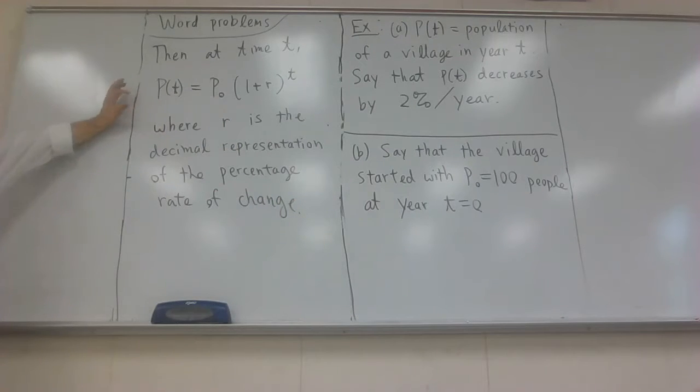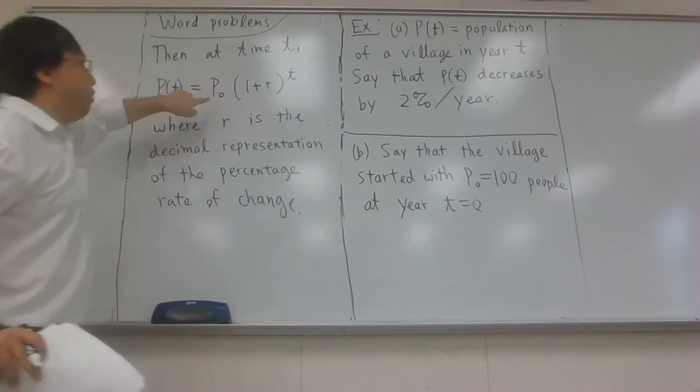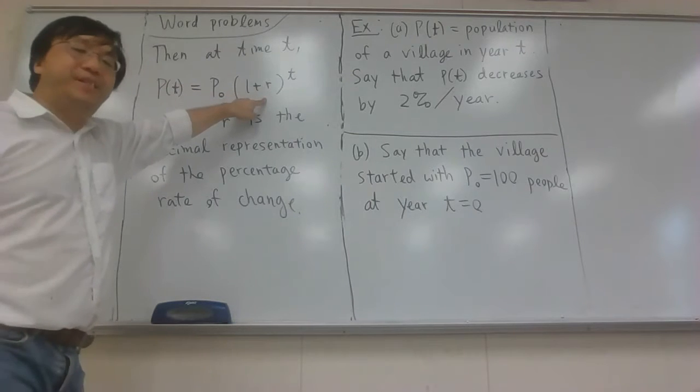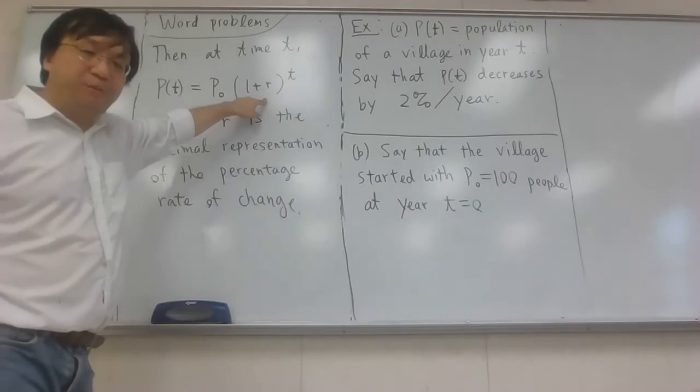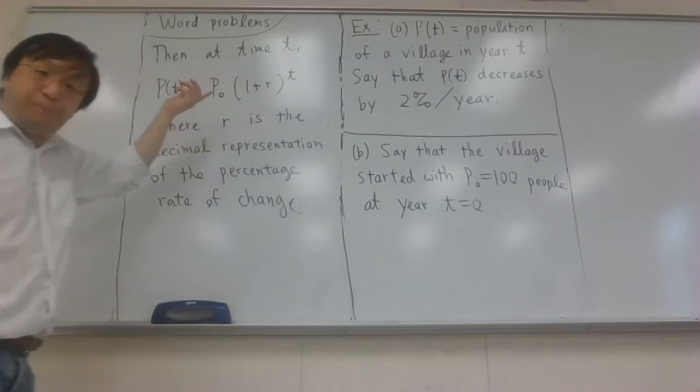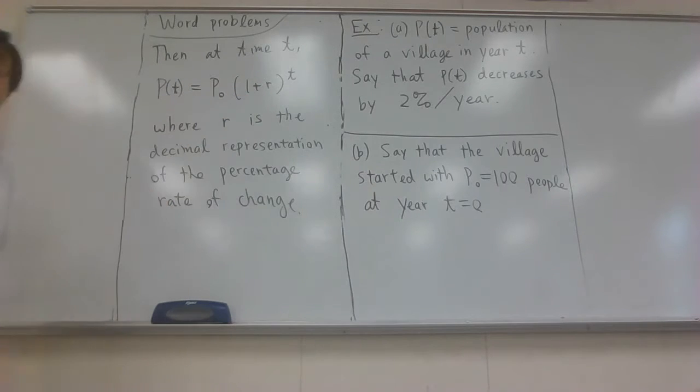So the things that I erased, the hypotheses, were: we know what the initial quantity was, the initial quantity at time t equals 0, it's P naught. We knew how it changed: it increased or decreased by a certain percentage per unit time. Then at all future times t, P(t) is this thing, where P naught is the initial quantity, and r is the decimal representation of that percentage rate of change.